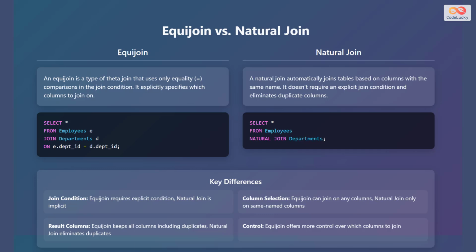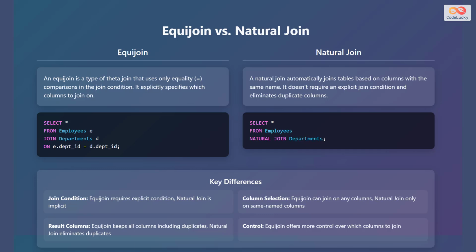A natural join, on the other hand, automatically joins tables based on columns with the same name. It doesn't require an explicit join condition and eliminates duplicate columns. The SQL code is select asterisk from employees natural join departments.